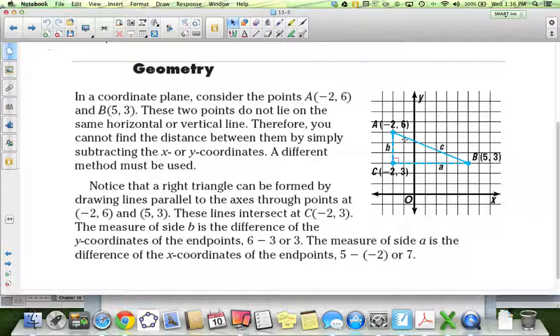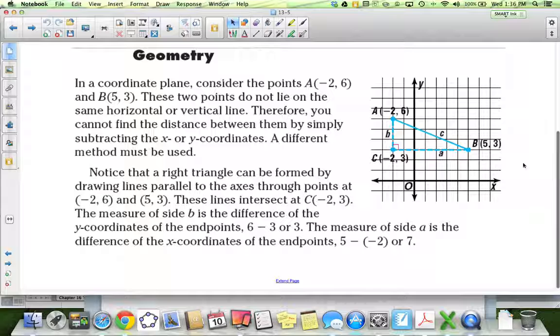The problem is that the points do not lie on a horizontal or vertical line where we can simply subtract the x and y coordinates. So we need to find another method to find the distance between those 2 points. Fortunately, with A and B, we can create a right triangle. To form a right triangle using points A and B, we need to consider point C. Point C will make this into a right triangle.